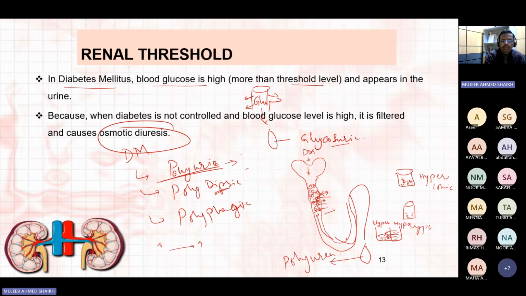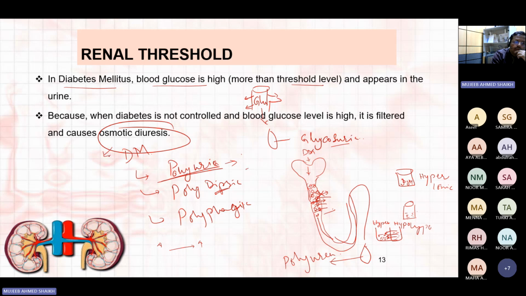In diabetes mellitus, the person will pass excessive urine because of the presence of glucose in the tubule, leading to raised osmotic pressure, and this will lead to increased loss of water in the urine. This is called osmotic diuresis.